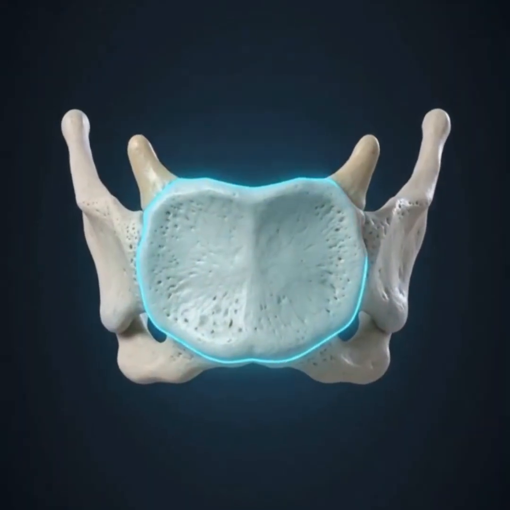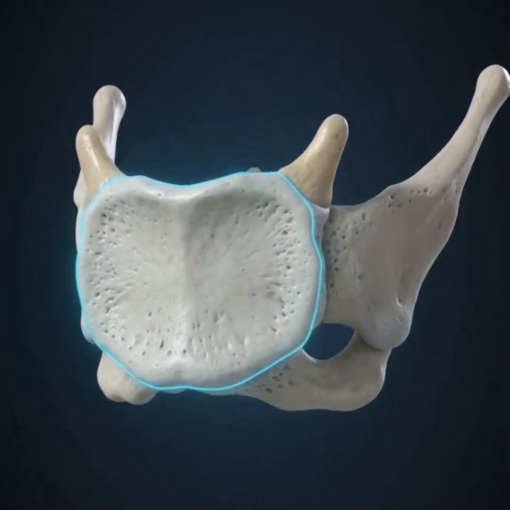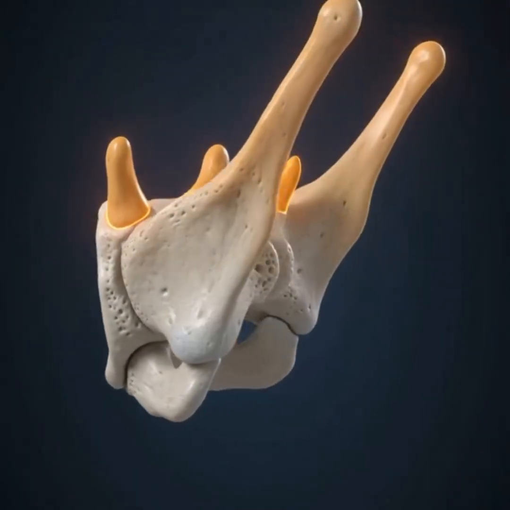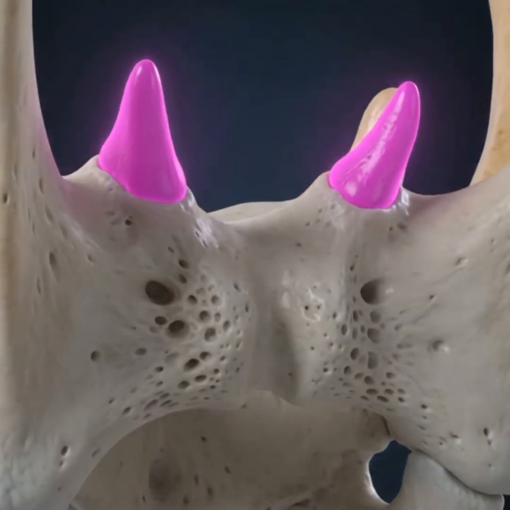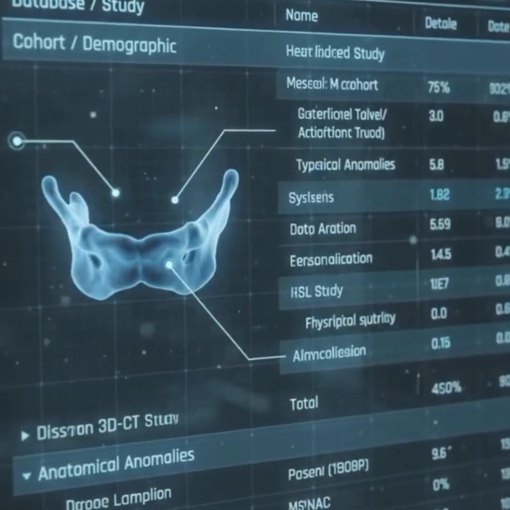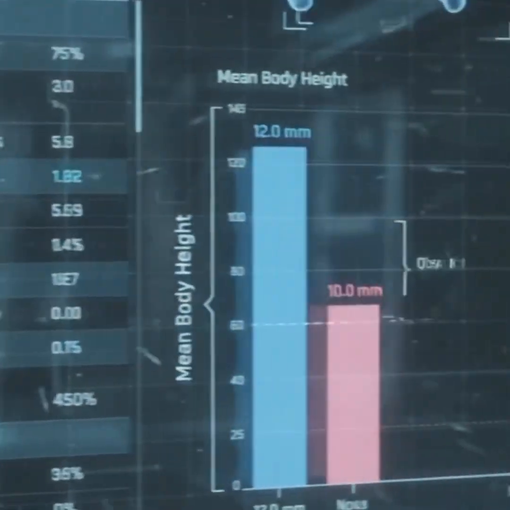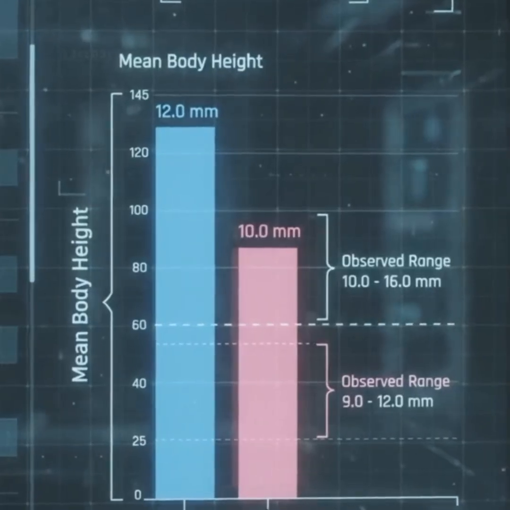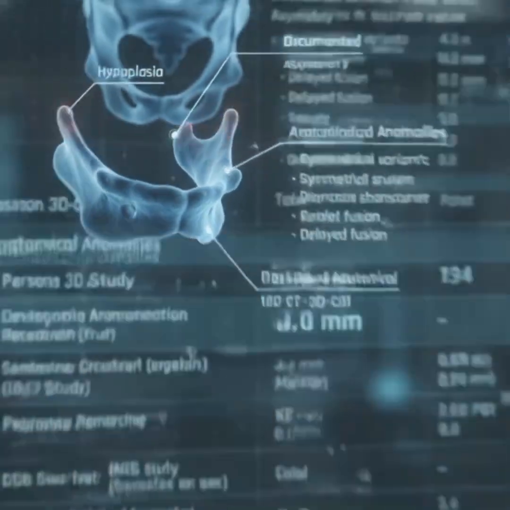The hyoid bone consists of 5 bony components. The body is a broad, central segment. 2 greater horns project posteriorly, and 2 lesser horns arise from their junction. Let's analyze the hyoid bone data across distinct demographics. Mean body height varies significantly, with observed ranges up to 16 millimeters.